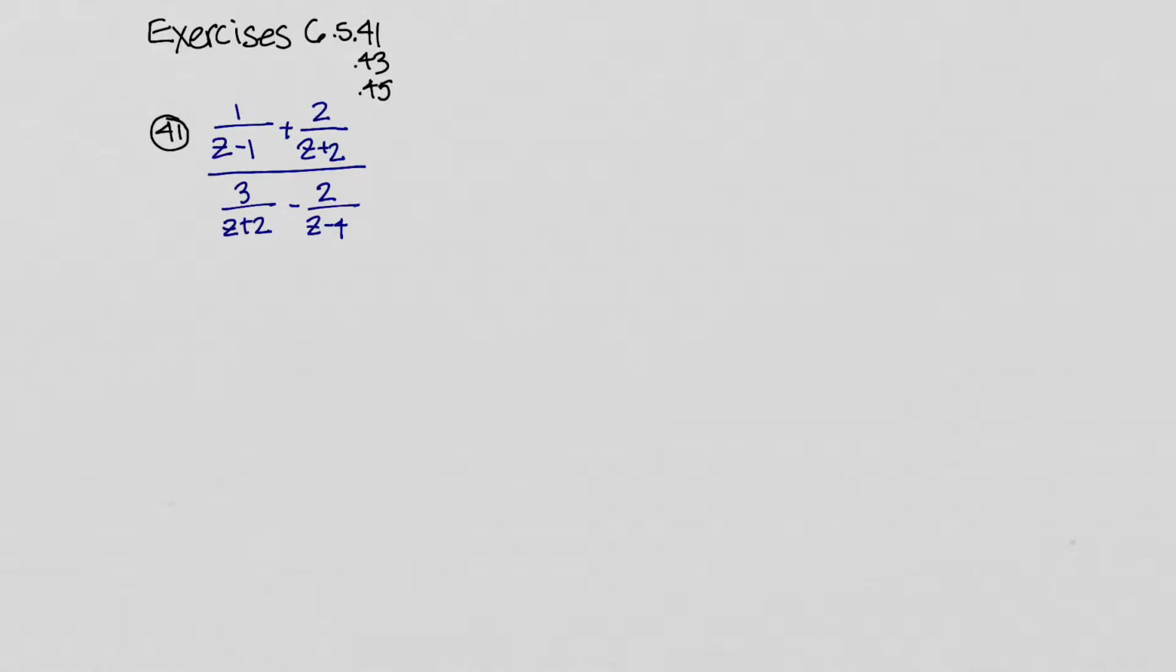So here we are at number 41, and you can see in 41 that we have two individual terms on the top and two on the bottom, so I can't just invert and multiply. So let's use the general procedure for this one. We know that is to get the LCD first, so let's get the LCD.